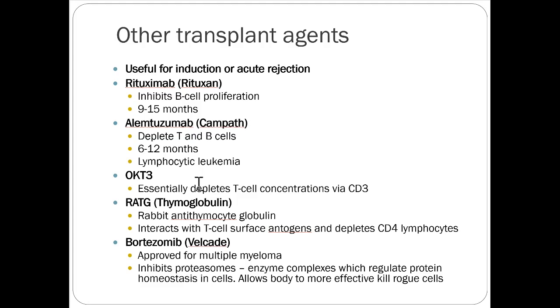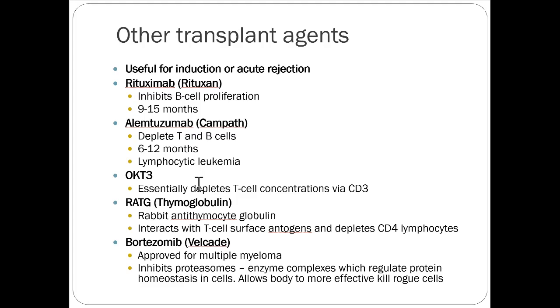Other agents. So these are agents we usually use for either, maybe they might be used for induction in some places and maybe for acute rejection. And we'll talk about where this sort of fits in the next several slides I'm going to show you. But rituximab is a product that inhibits B cell proliferation for about 9 to 15 months. It's used in a number of different autoimmune and chemotherapy applications, but it applies here too.